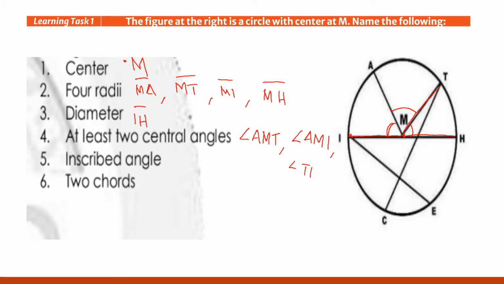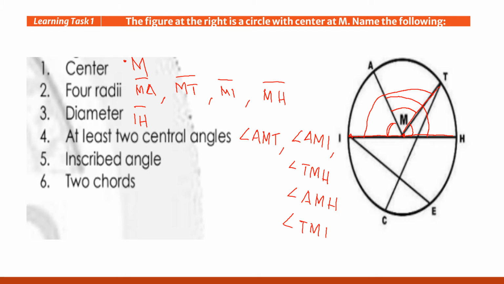Angle TMH or angle HMT. Okay? Now, kung gusto mong mas malaki, pwede rin namang itong angle na to, yung bukang ito. Angle AMH. Kung gusto mo ng mas malaki, angle AMH. Okay? So, syempre pa, pwede rin namang mas malaki itong kabila. Halimbawa, itong TMI. Pwede rin. Angle TMI. Okay? So, pwede.